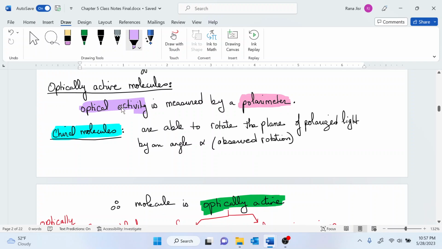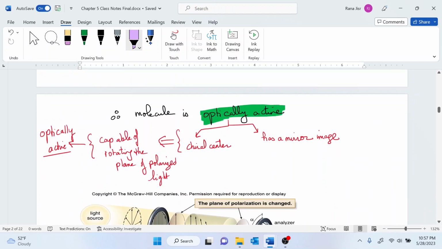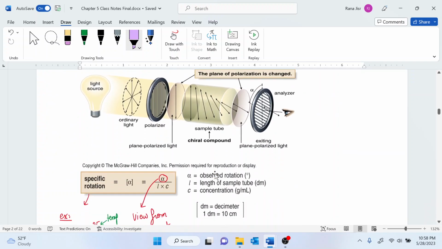So the term optically active, we cannot measure it unless you go into the lab and perform the experiment on your molecule using the polarimeter to see if your molecule is chiral or not. But by definition, if your molecule has a mirror image, then definitely it will be capable of rotating the plane of polarized light and it will be optically active. So to have an optically active molecule, you would need to have a molecule with a mirror image. And of course, to have a mirror image, you need to have a chiral center. So we would say the molecule is optically active.